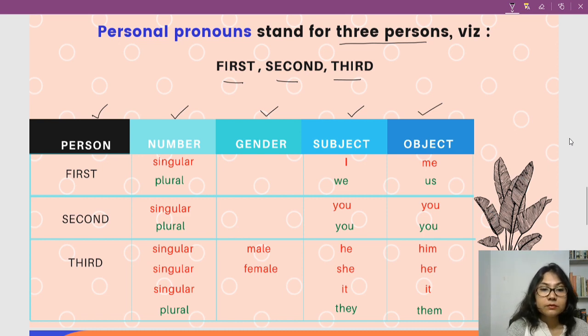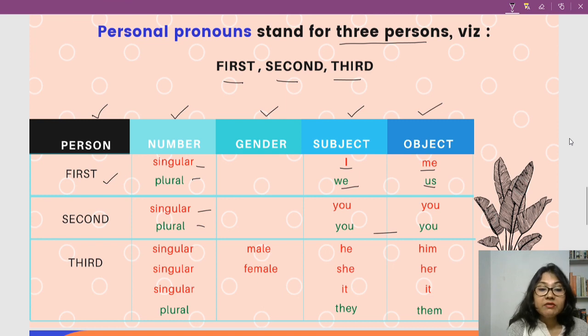If the person is first and the number is singular, then you say I in subject, me in object. If the person is first again and the number is plural, we say we in subject and us in object. Now for second person, it's always very easy because we always use you. So singular or plural, subject or object, it's always going to be you.